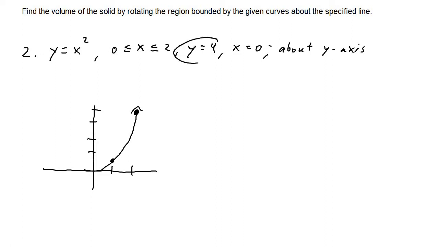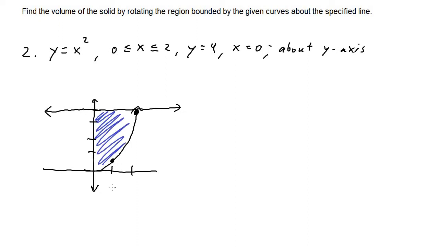Now the next curve is y equals 4. So that's going to be right here. And then we have x equals 0, which is basically the y-axis. And so the region being created here is right here. And we want to rotate that region about the y-axis. So rotate it about the y-axis. Now realize that there is no space between the axis of rotation and the region itself.